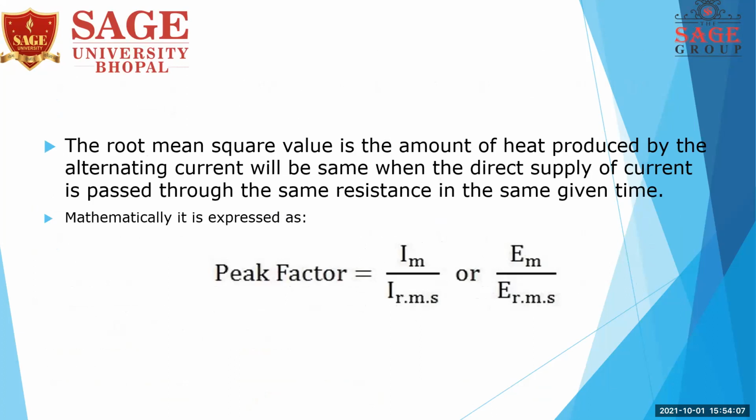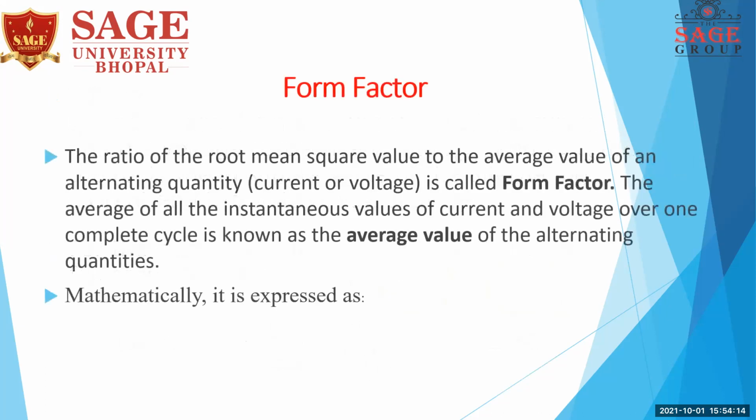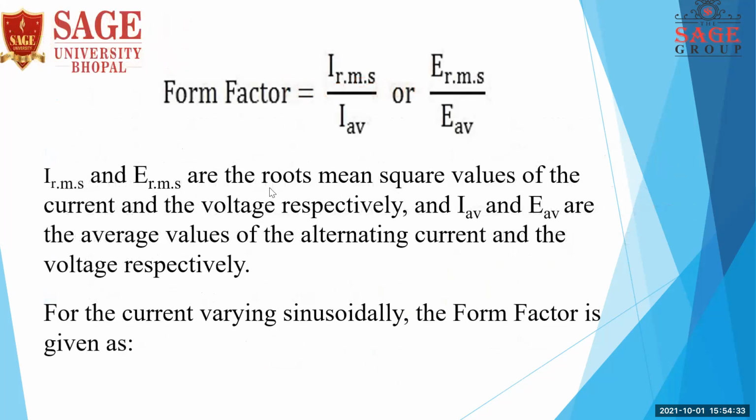So peak factor is Im upon IRMS. And this is the form factor. The ratio of the root mean square value to the average value of an alternating quantity is called the form factor. The average of all the instantaneous values of current and voltage over one complete cycle is known as the average value of the alternating quantity. So form factor is IRMS upon I average, and in terms of voltage, ERMS upon E average.